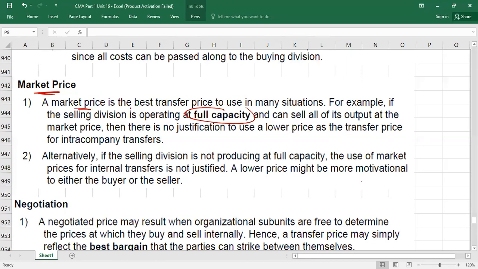So this is what they are telling you here. The market price is the best transfer price to use in many circumstances. For example, if the selling division is operating at full capacity and can sell all of its output at market price, he has a market also, he has external customers also, he can sell. So if this is the scenario, you should sell at market price internally. Then there is no justification to use a lower price than the market price. If you have customers also, and you are operating at full capacity also, why would you sell at a loss? You should sell at market price.